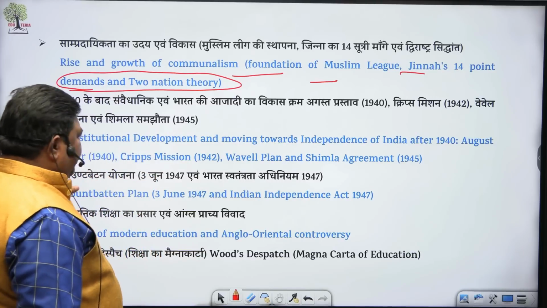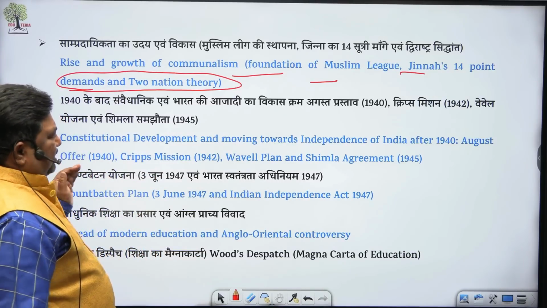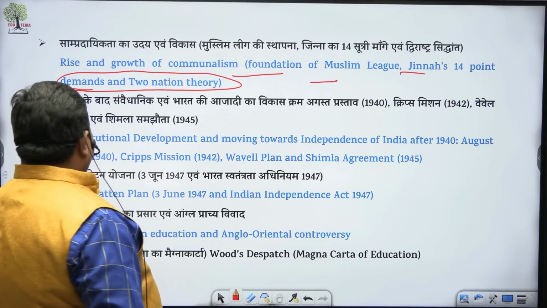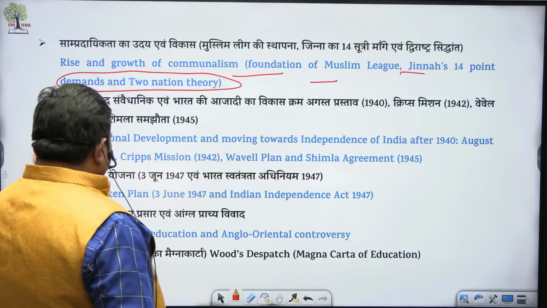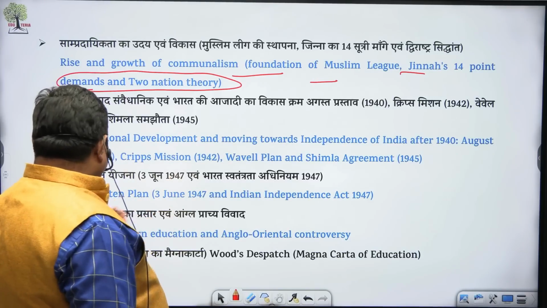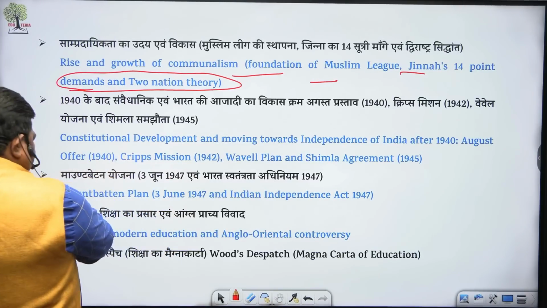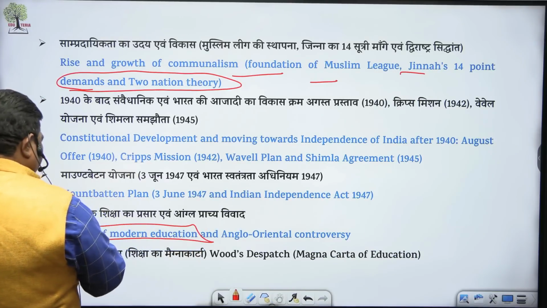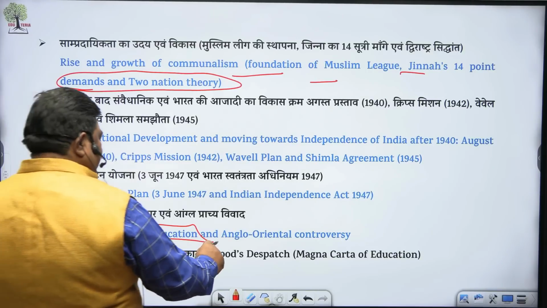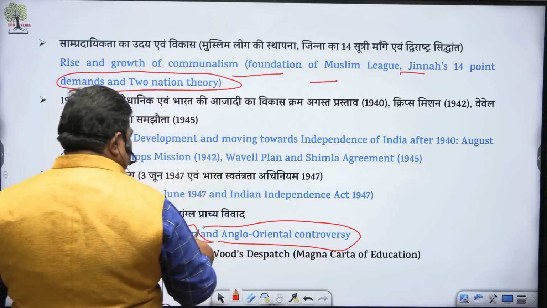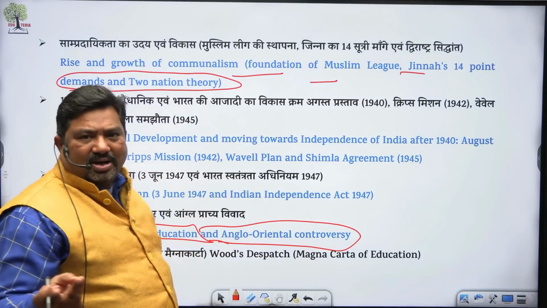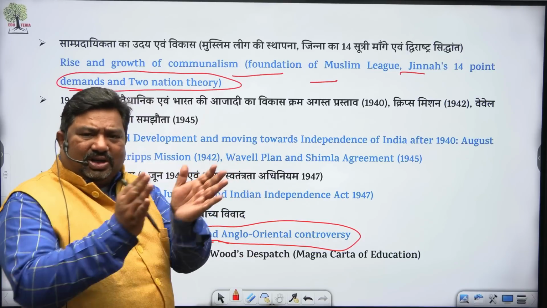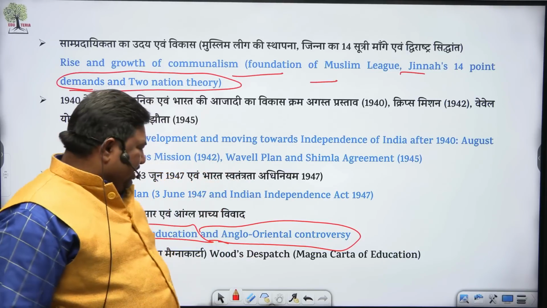Now, after 1935, there is a kind of development towards the constitution: Cripps Mission, August Offer, Wavell. Sometimes they might ask you small questions on the Mountbatten Plan, and then this is a very favorite aspect, the spread of modern education. Very important, because I have seen many questions related to modern and especially scientific education in Bihar, technical education in Bihar, in different time periods.